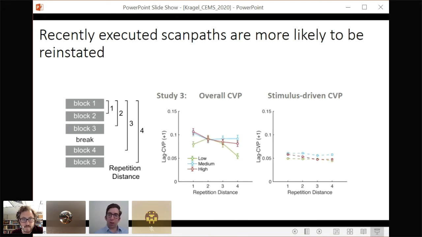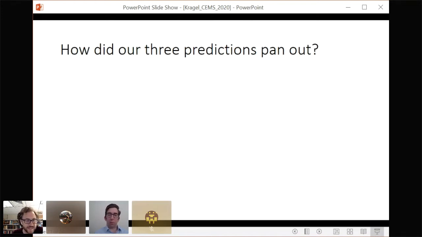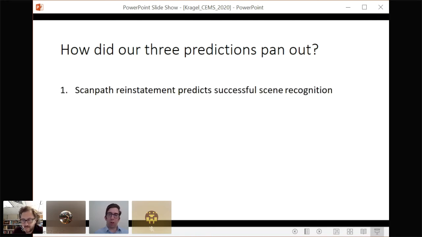It wouldn't really make sense for low-level visual properties to change throughout the experiment. And we see roughly the same pattern of data when we look at study 3: across these different viewing conditions, you're more likely to reinstate Scanpaths from more recent viewing episodes, and it doesn't look like this is driven by stimulus-driven factors. On the right, you can see they're all essentially flat curves. All right, so this really confirms the idea that there are both long and short timescale contiguity effects.